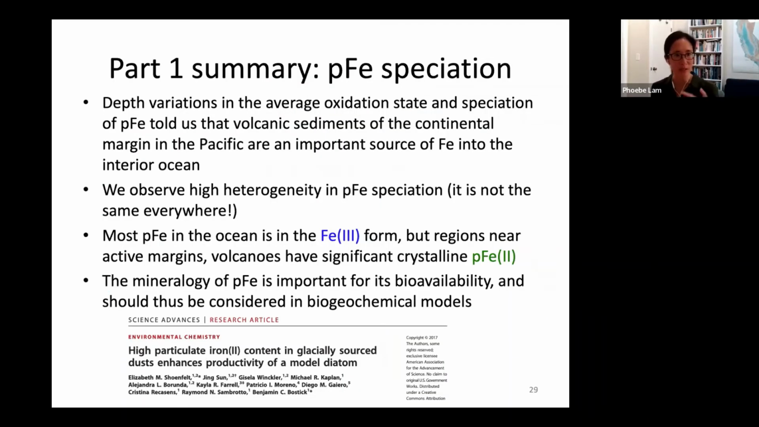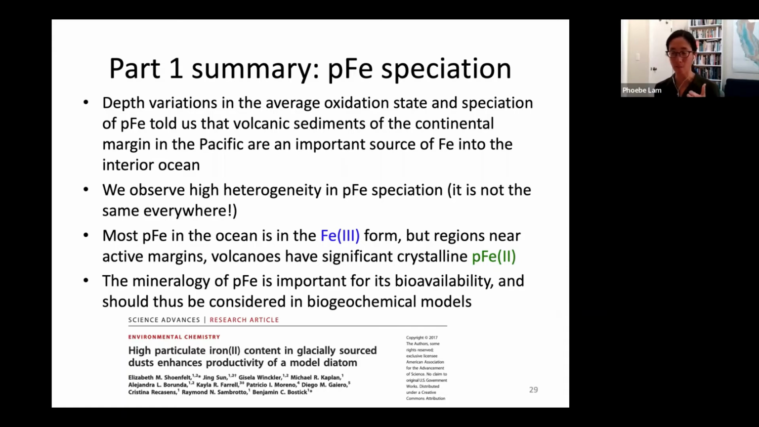So the summary here: depth variations showed that there was depth variation in the speciation and the mineralogy. It showed us that volcanic sediments from the continental margin in the Pacific are an important source of iron to the interior. We saw lots of heterogeneity in iron speciation. I would say most of the iron is in iron 3 form unless you're very close to some sort of volcanic input. And going back to the beginning, thinking about iron and its bioavailability and its role in productivity, the mineralogy of particulate iron is important for bioavailability.